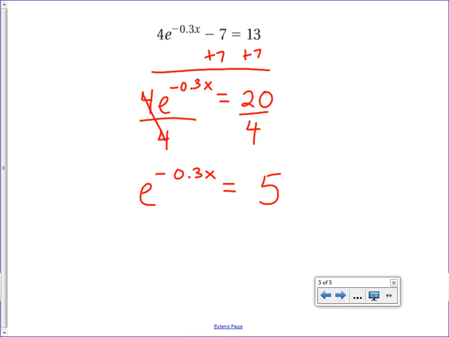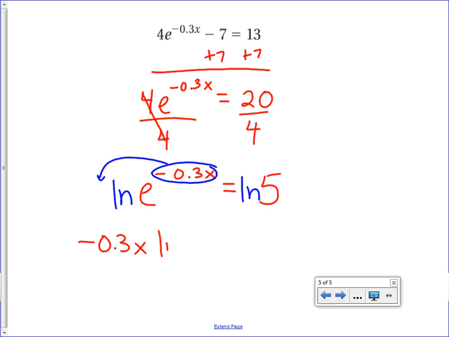And because I see e in the problem, e makes me think of using natural log or ln. So that's what I'm going to do to both sides. Rather than a log base 10, I'll do an ln of both sides. Just like the problem we did before, this exponent is going to come down and be a coefficient. So we're going to have negative 0.3x normal size now in the front, and then ln e equals ln 5.